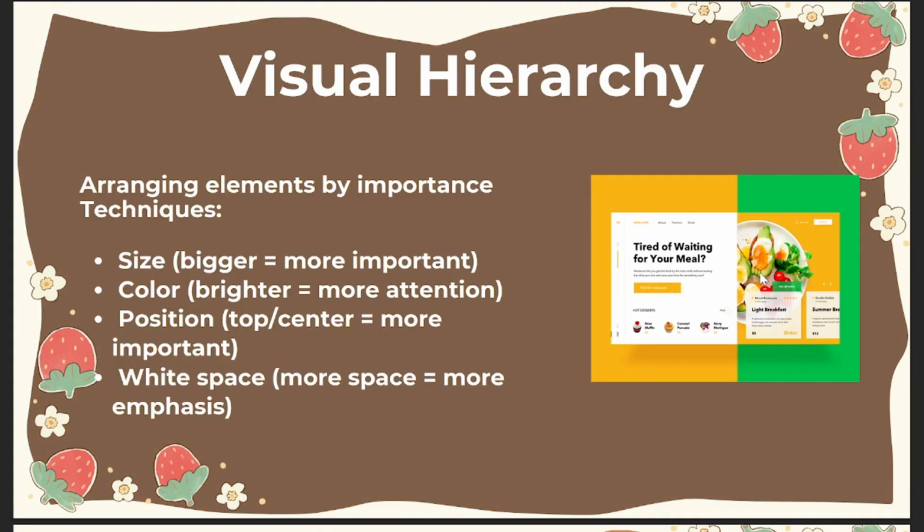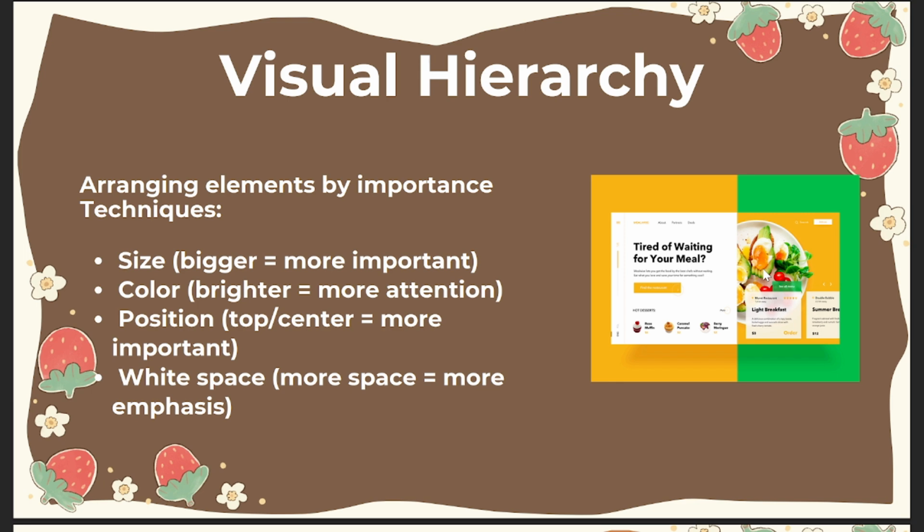The next thing is the visual hierarchy. This is arranging elements by importance. This is the technique where you use the bigger size to highlight what you want people to notice, just like here where they use the size of "waiting for your meal" to highlight what's most important to them. Color. They use this color here to get attention. When you look at that page, you are already stuck. You'll be like, okay, this is nice. It looks really, really nice.